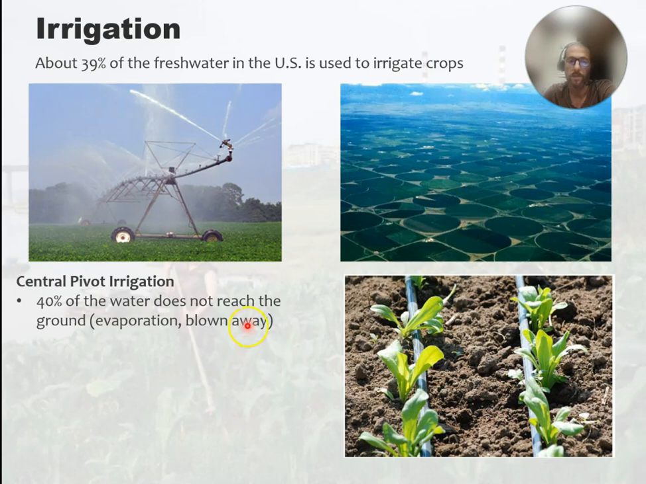And so this is really inefficient. About 40% of the water doesn't reach the ground on average. It's evaporated, it's blown away. I mean, just imagine spraying up into the air. Any kind of wind is going to take a lot of that away, and heat is going to evaporate a lot of it before it actually hits the ground. So it's very inefficient.